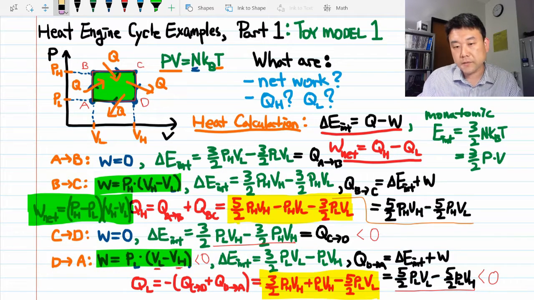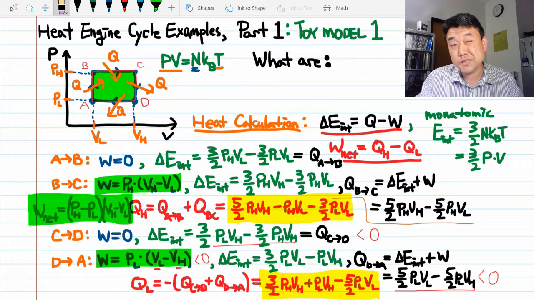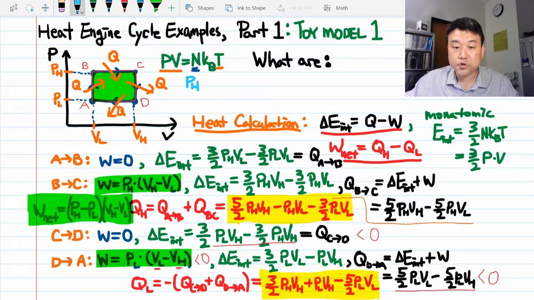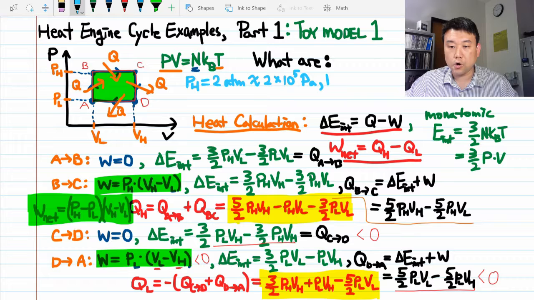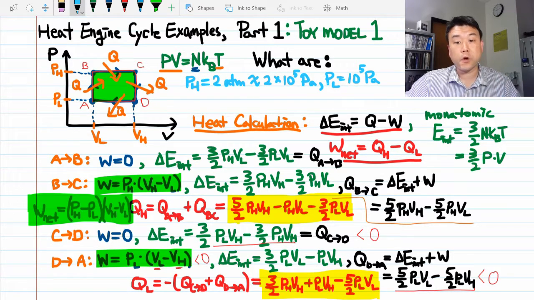I want to help you start developing some number sense for these thermodynamic problems, which is also going to be important when we start talking about efficiency and the second law of thermodynamics. So let me assign some reasonable numbers for this pressure and volume. Let's say the high pressure is about 2 atmospheres, or approximately 200 kilopascals, or 2 times 10 to the 5 pascals. And the low pressure is half that, about 1 atmosphere, or 10 to the 5 pascals. Let's have some reasonable volume numbers too.